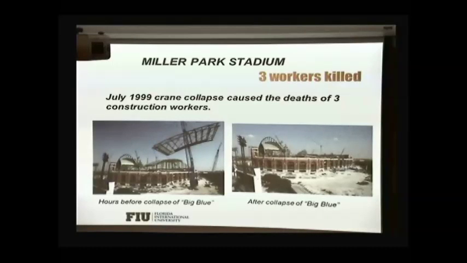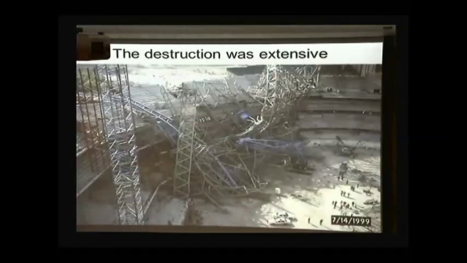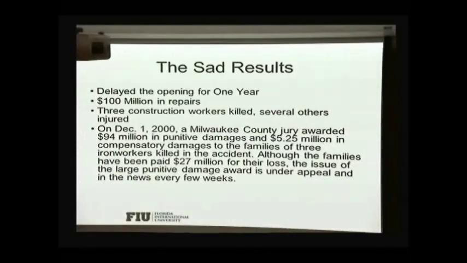Here is Miller Park Stadium when the big blue crane collapsed. They were moving this huge structure and the crane collapsed, causing a lot of destruction. It threw back the schedule for completion quite a bit, and I think some people died also in that accident. It delayed the opening by 1 year, with $100 million in repairs, so that's expensive.